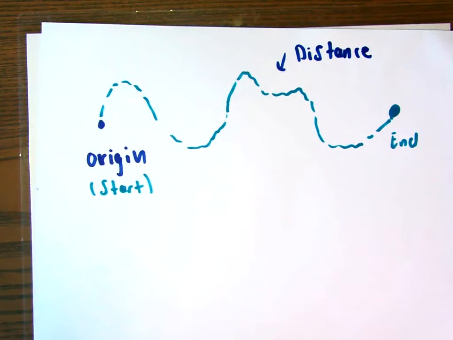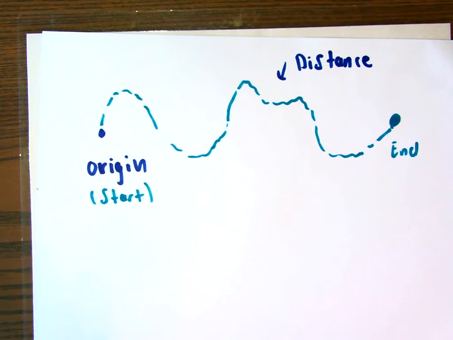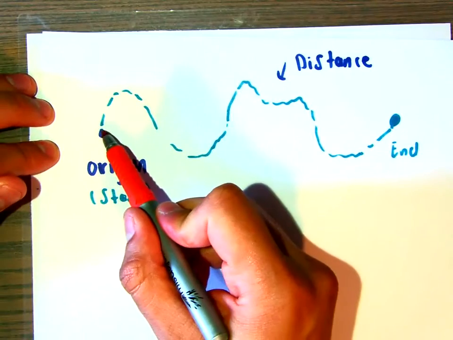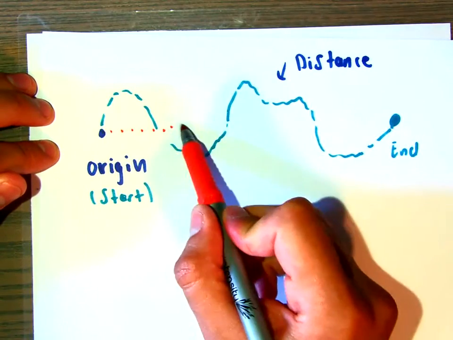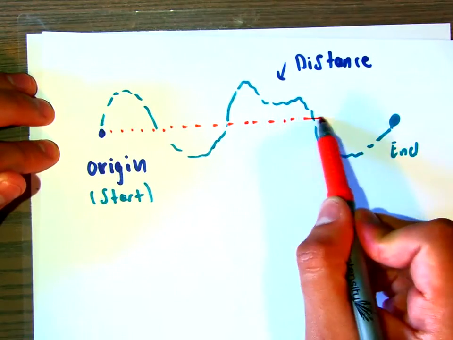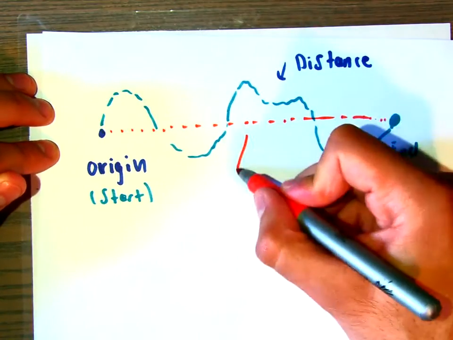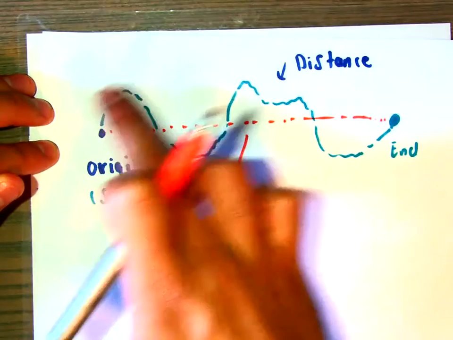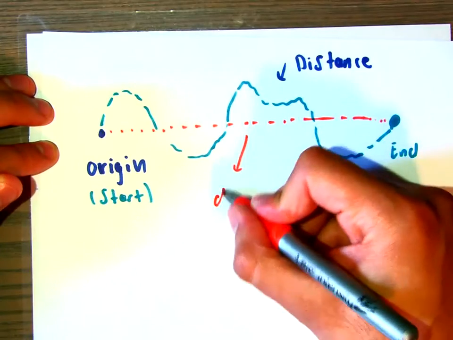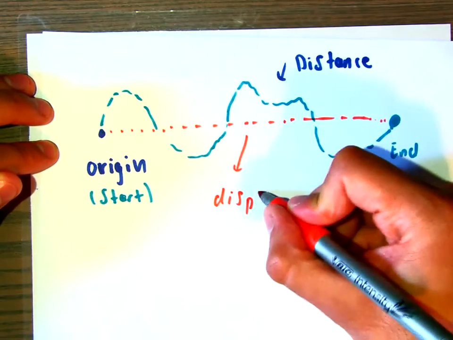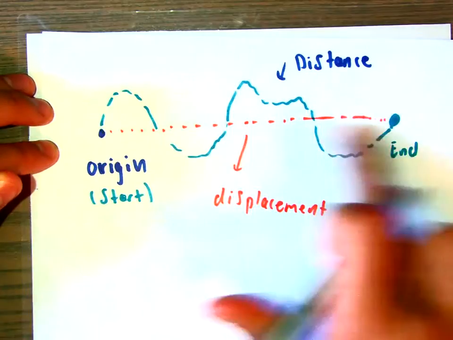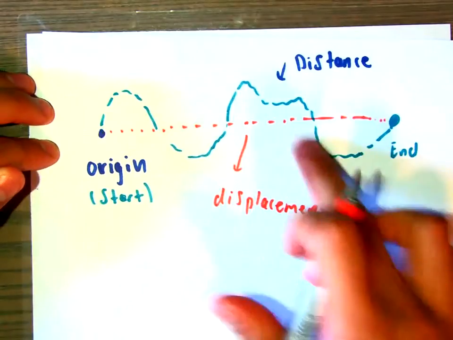Which is different from displacement. Displacement is just how far you are from starting point to ending point. So displacement would just be this, the orange one. How far am I from where I started? So displacement could be less than what you actually traveled. Displacement is the distance from start to finish in a straight line, and distance is how much you actually traveled.